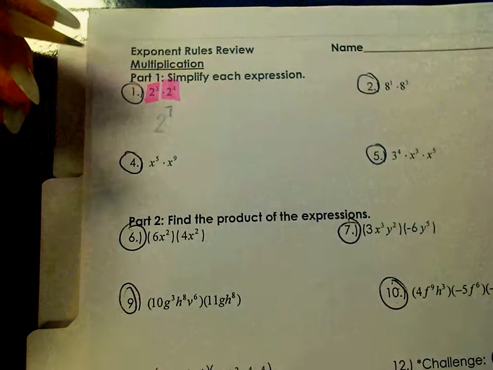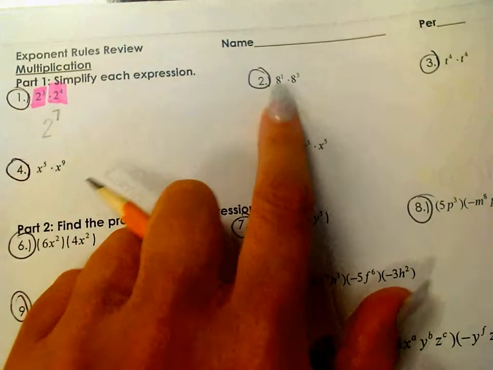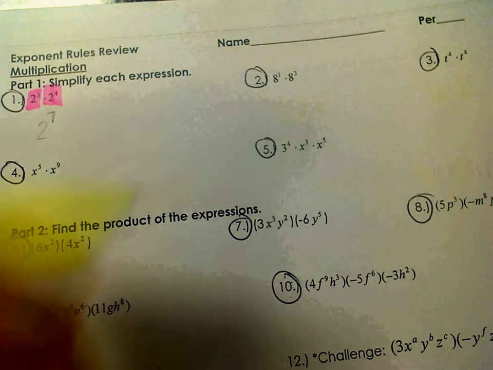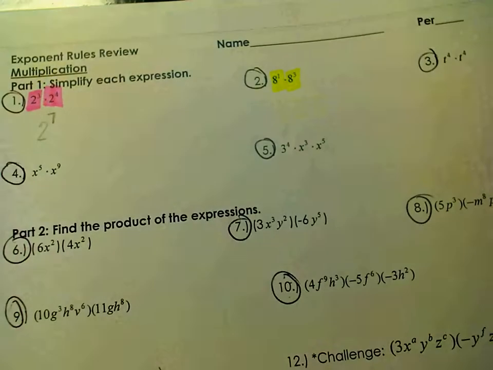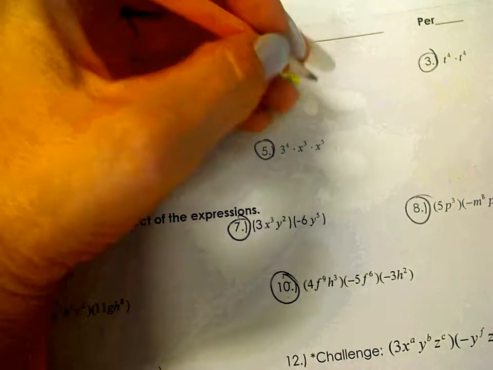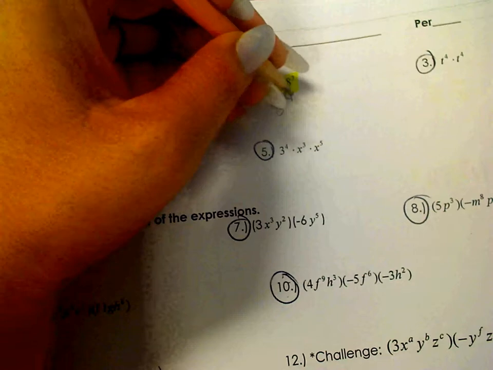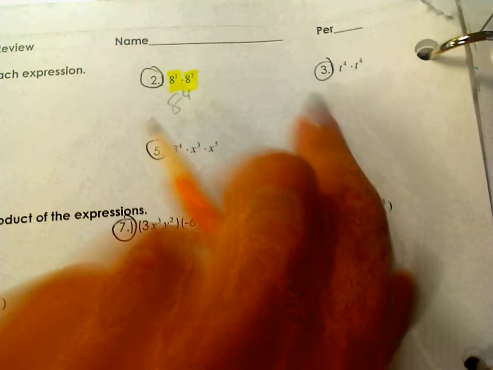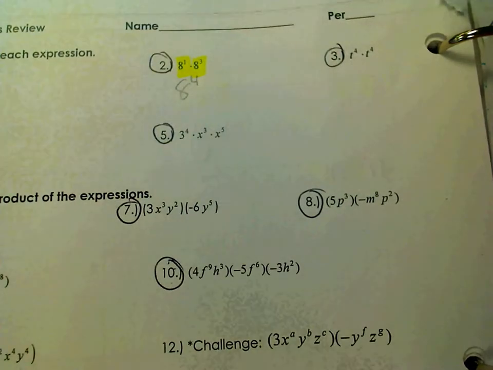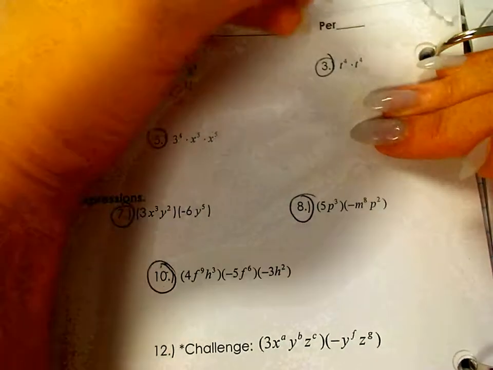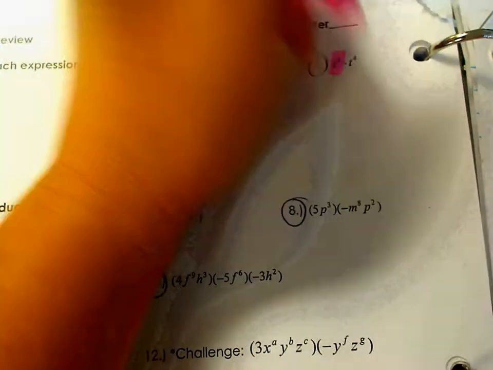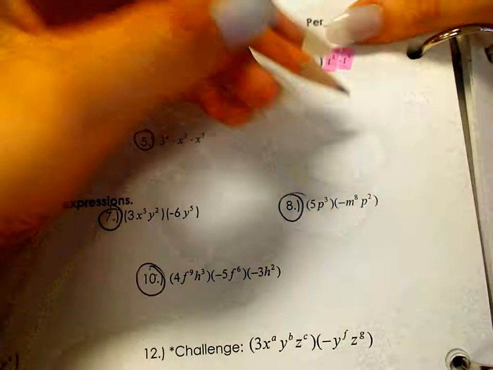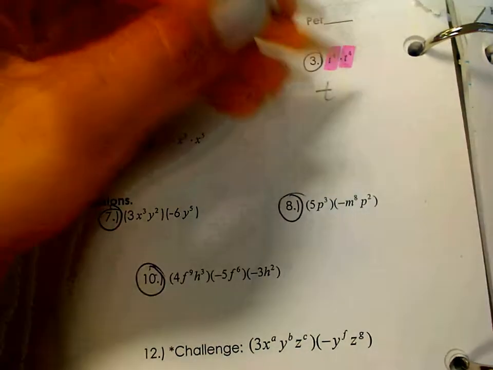Okay. Number 2, your base is 8 in both. So 8 to the 1st power times 8 to the 3rd power is 8 to the 4th power. Okay. Here we have a letter T instead of a number, but that's okay. You do it the same way. T to the 4th power times T to the 4th power. You keep the base, T, and add the exponents. 4 plus 4 is 8.